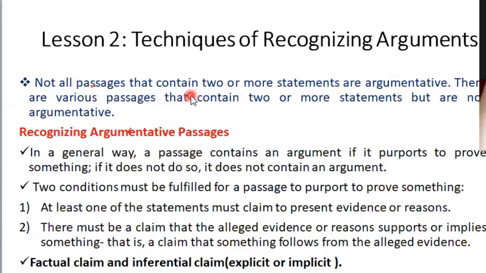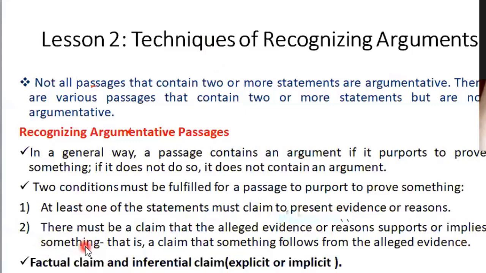So two conditions must be fulfilled. As you can look at it from the screen, two conditions must be fulfilled for a passage to purport to prove something. The first one is that in the argument, at least one of the statements must claim to present or provide a kind of evidence or reason. That is, it must contain a premise. The other expression of this is that an argument must contain a premise.